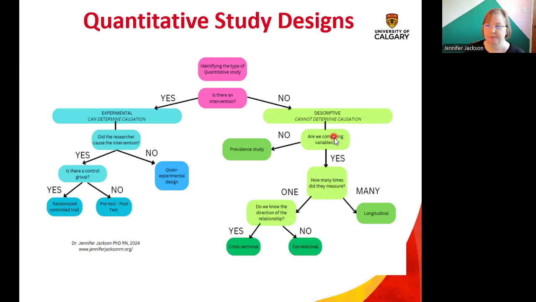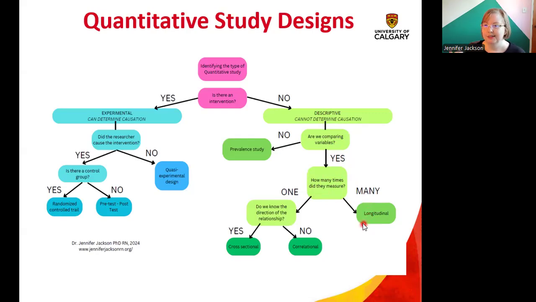disease in a population. So if we say, are we comparing variables? Yes. Okay. So then we're on the path of, we're looking at the relationship between burnout and quality of life, for example. We want to say, how many times did they measure that thing? So if they measured that thing many times, we're talking about a longitudinal study.